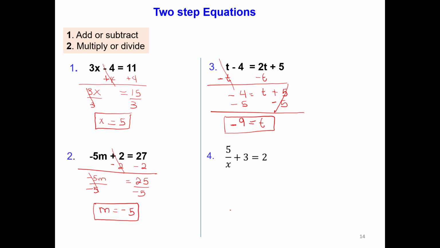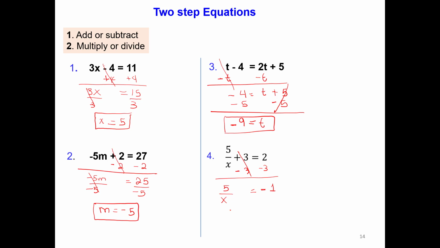For the next problem, here the variable is in the denominator, then we have to be careful with that. But the first step is always add or subtract. Then we need to subtract 3 first. Then 5 over x. Let's cancel out, 2 minus 3, negative 1.